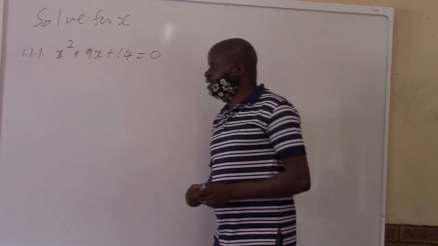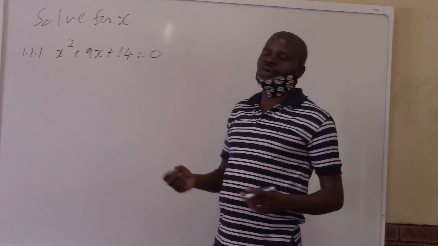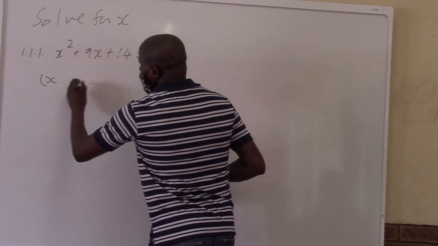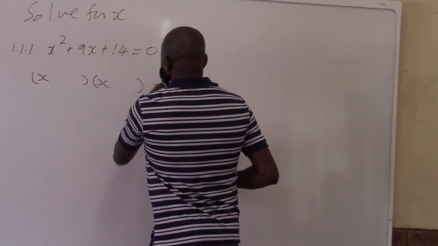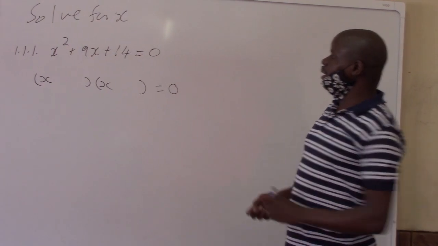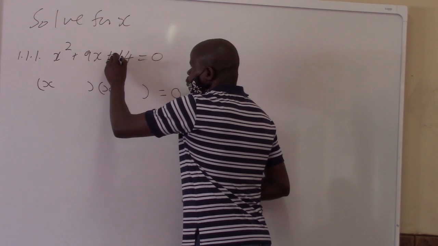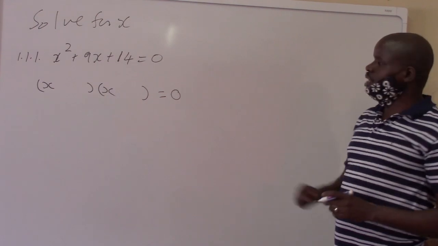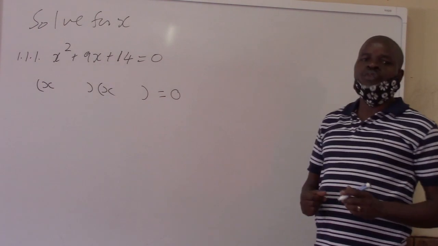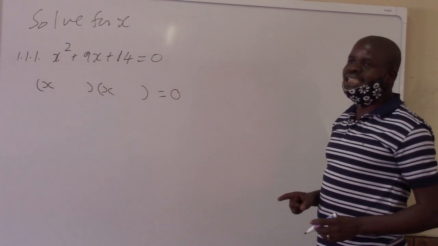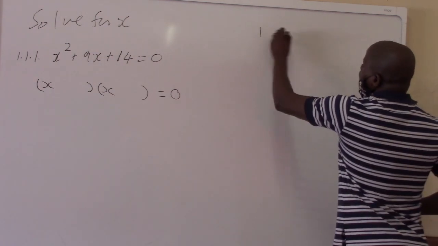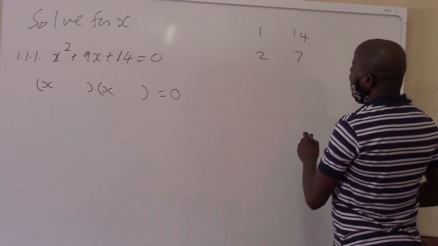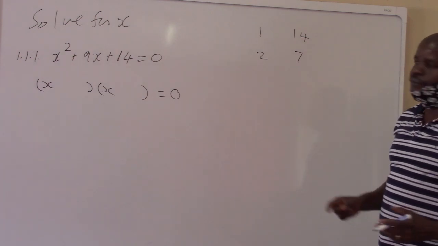The factors of the first term, in this case, are way too easy because it's only x squared. Those factors are not going to change. It will be x and x in both brackets. What we need to find out is which factors of the last term, which happens to be 14, when added give us the middle term. If we look at the factors of 14 in pairs, we have 1 and 14. We also have 2 and 7. Those are the factors we have for the last term.